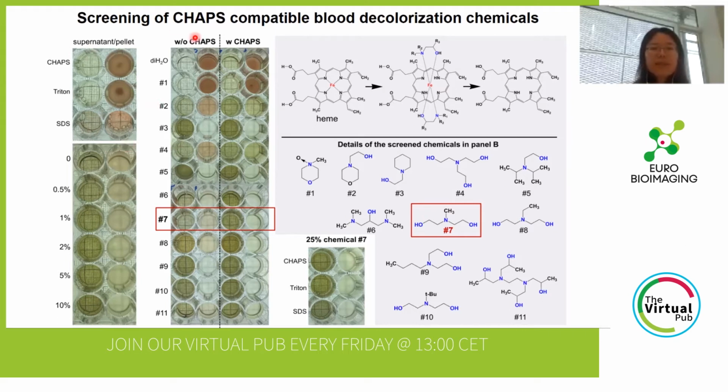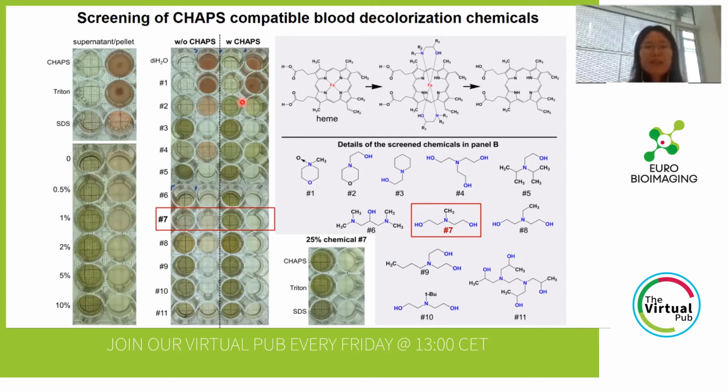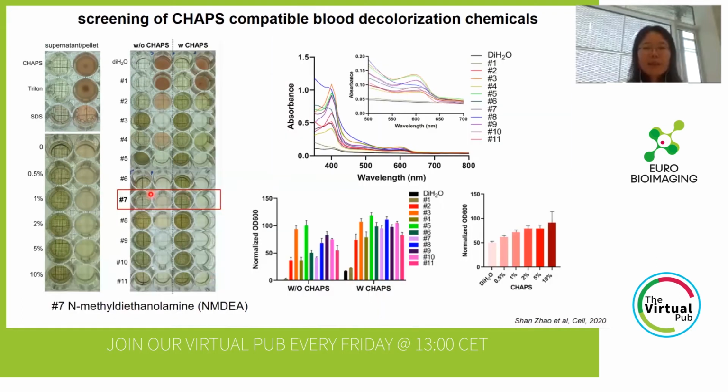But when we mix the blood with our chemical candidate, or with the chemical candidate and also the detergent SHAPS, we could see that the supernatant layer becomes light or dark green, and the pellet layer becomes colorless. This means a very good decolorization effect. We can also take out a small part of the supernatant solution to check the absorbance profile in the visible spectrum.